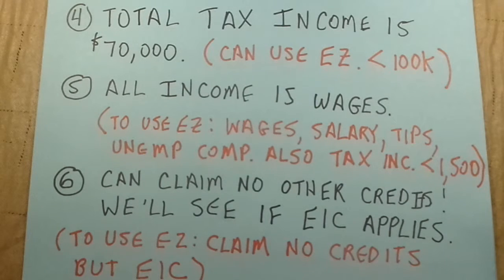We can claim no other credits. Dick and Jane can claim no other credits. Later on we'll see if earned income credit applies, and even if earned income credit applies but no other credits apply, Dick and Jane can use form 1040EZ. So all 6 requirements have been met, and therefore they can use this form.